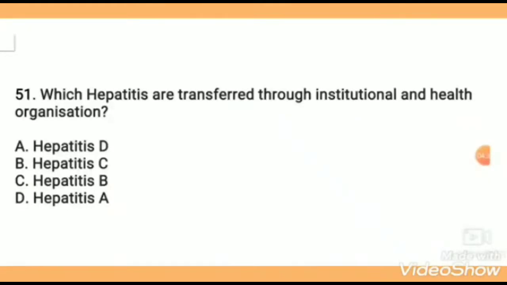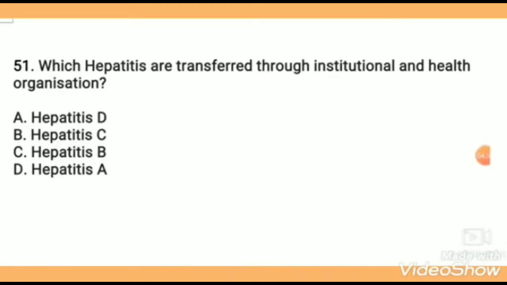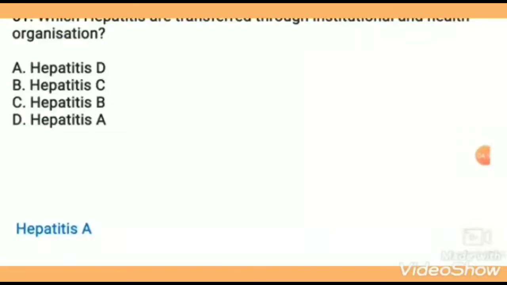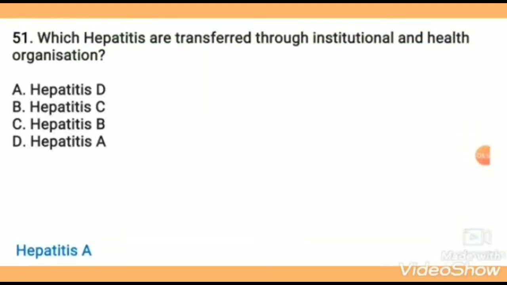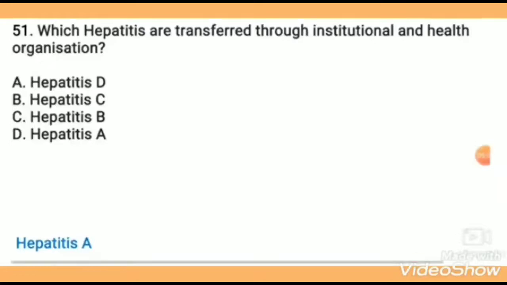Which hepatitis is transferred through institutional and health organization? Hepatitis D, hepatitis C, hepatitis B, or hepatitis A? So, the correct answer, hepatitis which is transferred through institutional and health organization is hepatitis A. Hepatitis A is usually transferred from fecal-oral route or through infected person. Next question.